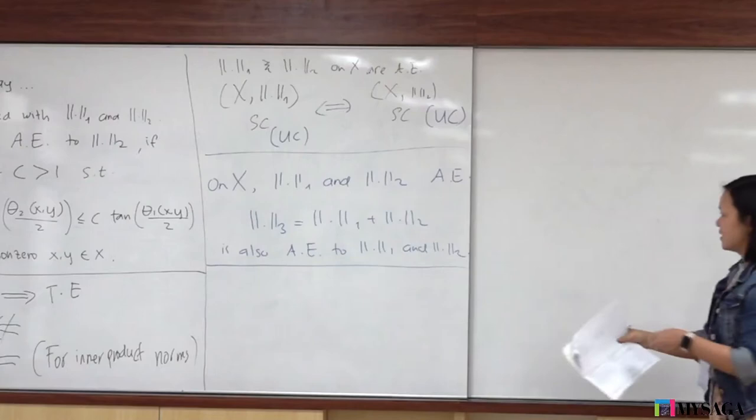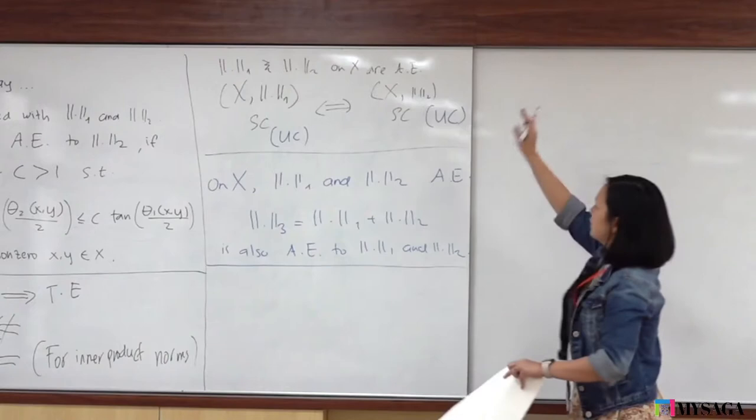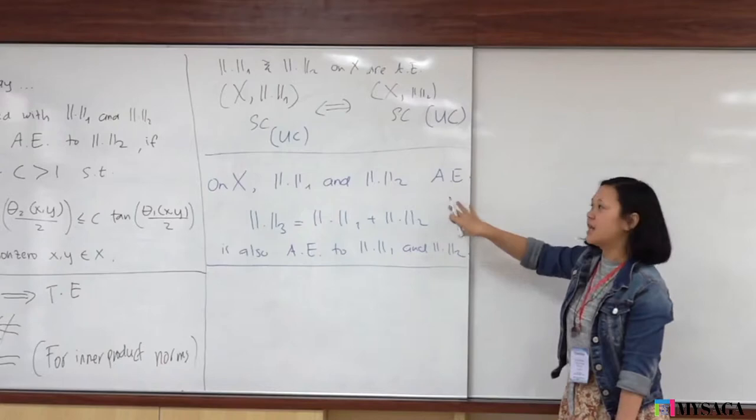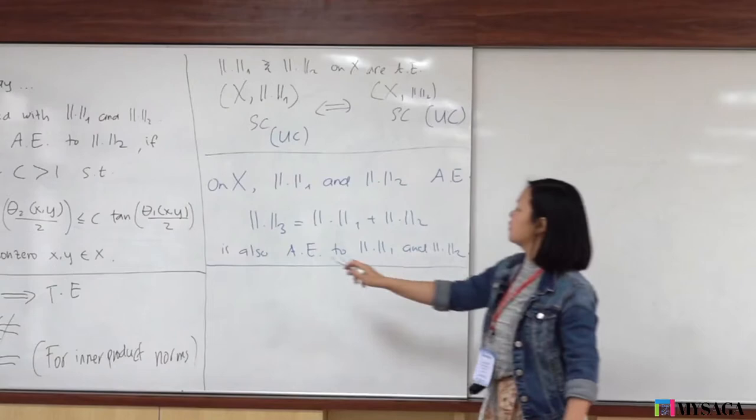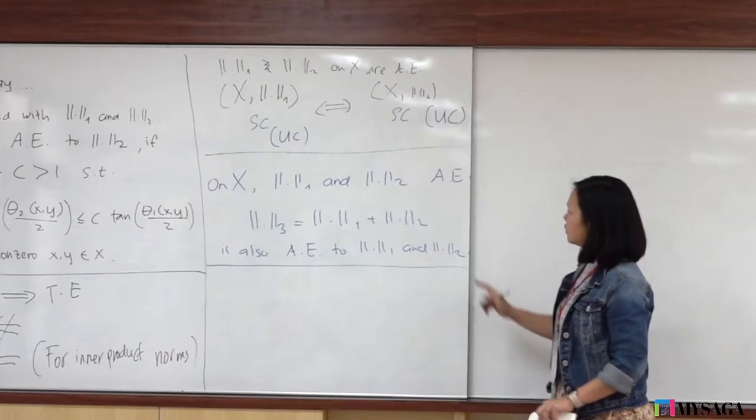Not too complicated. Okay, and remember yesterday I commented on the importance of this example, is that now we actually have a concrete example of something that is an inner product norm that is angularly equivalent to something that is a non-inner product. So that's a very important example. Okay, two more comments relating to this.